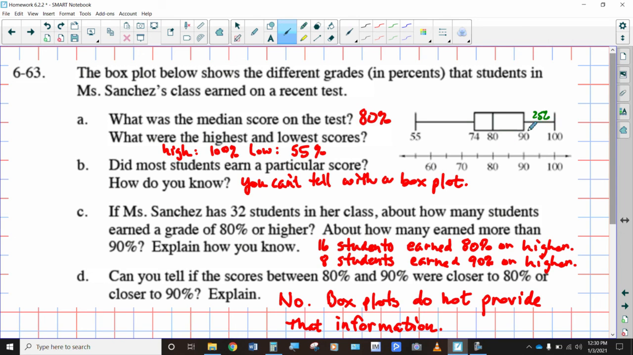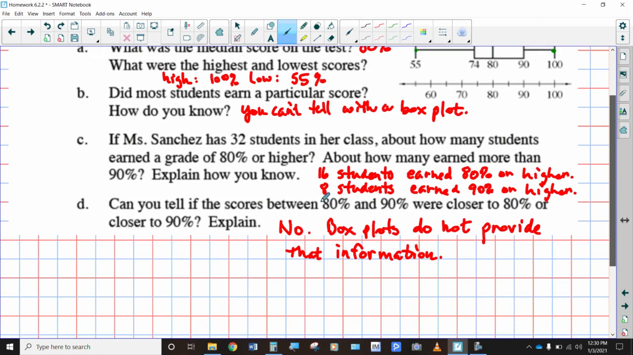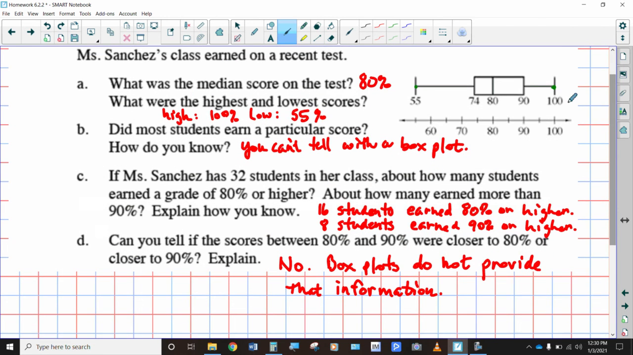We don't know the individual scores. We honestly don't know if 7 students scored hundreds and 1 student scored 90. We really don't know that. In fact, nobody may have scored 90. The only scores that we know for absolutely certain are that someone scored 100 and someone scored 55. But everything else, these are all medians, and so they may or may not have students that have those individual scores. And then, can you tell if scores between 80% and 90% were closer to 80 or closer to 90%? And the answer, once again, is no. You don't know any individual scores. You just know these main points, these medians here, okay?